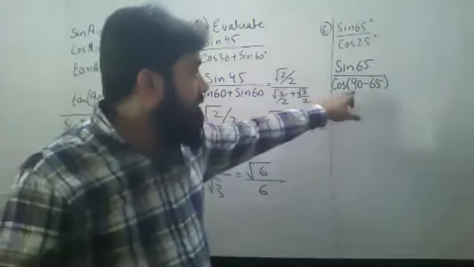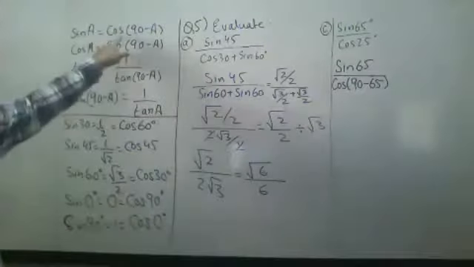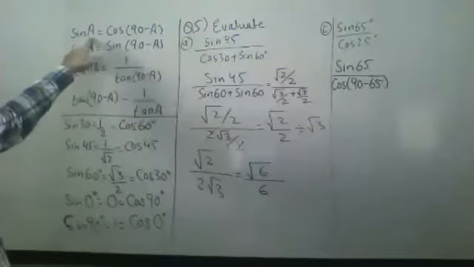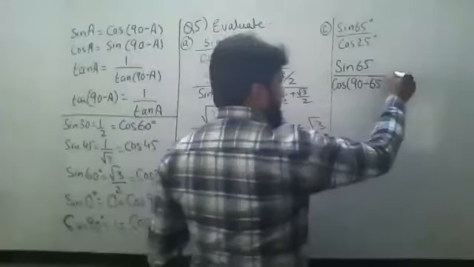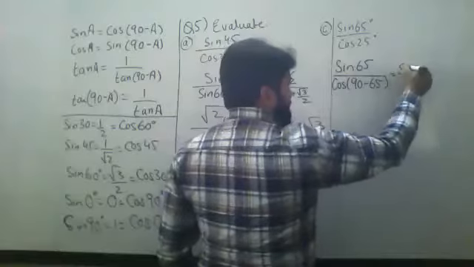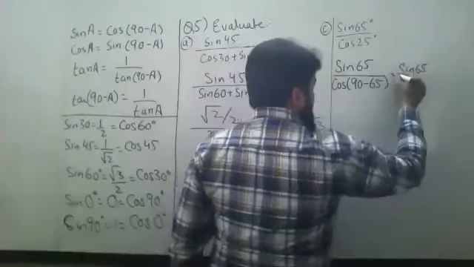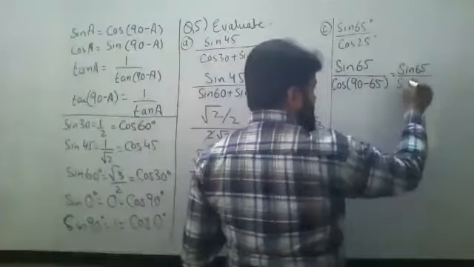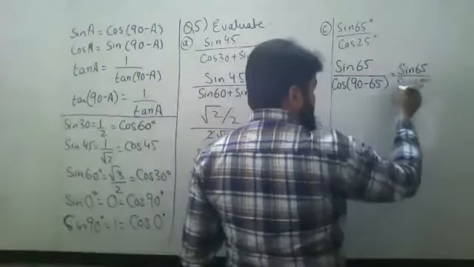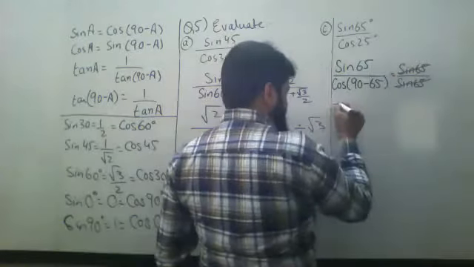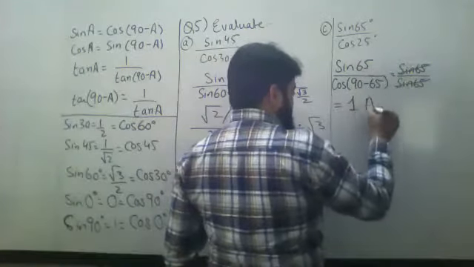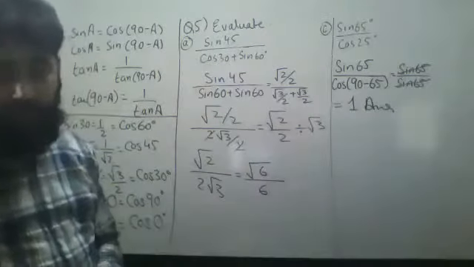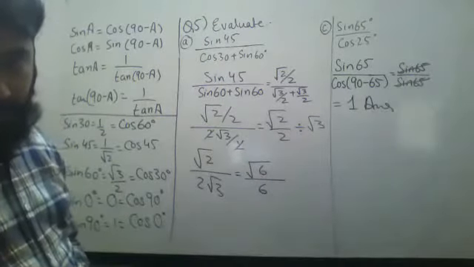And cos (90 minus A) will be sin A. So sin 65 will remain as it is, over cos (90 minus 65), which will also become sin 65. Sin 65 over sin 65, and my final answer is 1, without using any calculator.